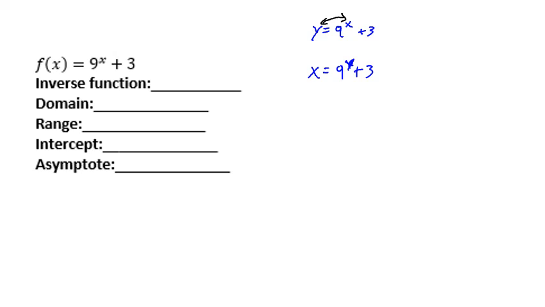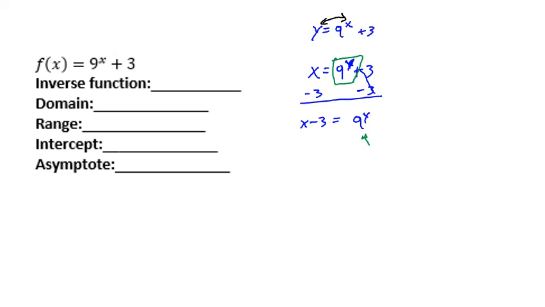We want to get y by itself, which means that we need to get this exponential by itself. So to do that, we would need to subtract 3 from both sides of our equation. We would end up with x minus 3 on the left and 9 to the y on the right. So now let's use that fact that we said before. Notice that the base here is 9. So what would happen if we did a log base 9 on both sides?